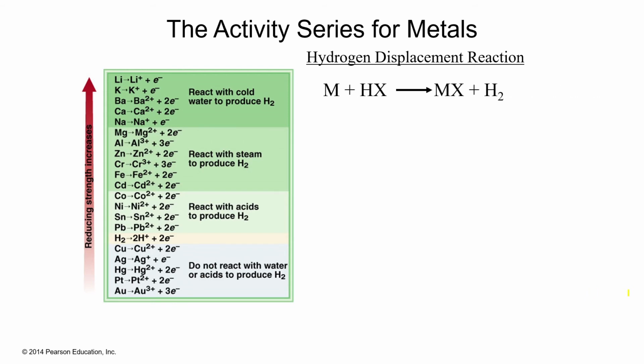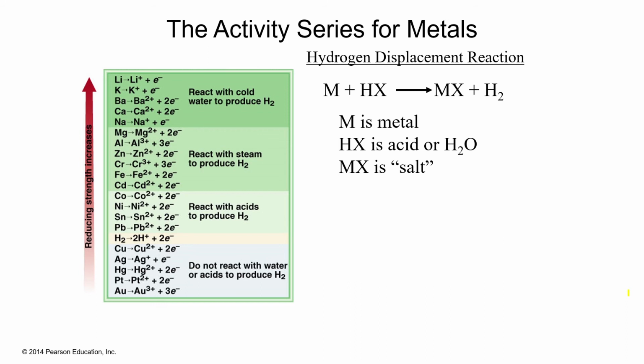What you do is you have a reaction where a metal M is reacted with a hydrogen-containing compound, which could be an acid or it could be water. And we ask, does the metal displace hydrogen? Notice that in the process, if it does, the metal becomes oxidized and forms a salt with X, whatever X was.